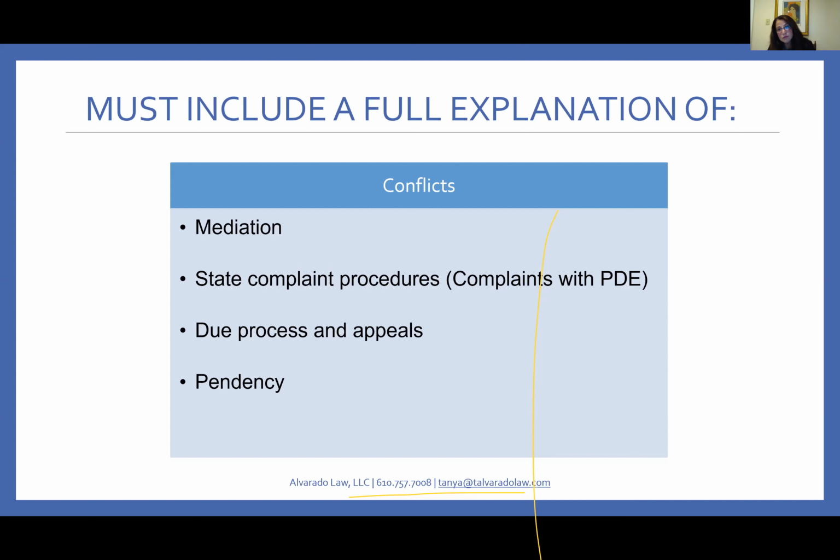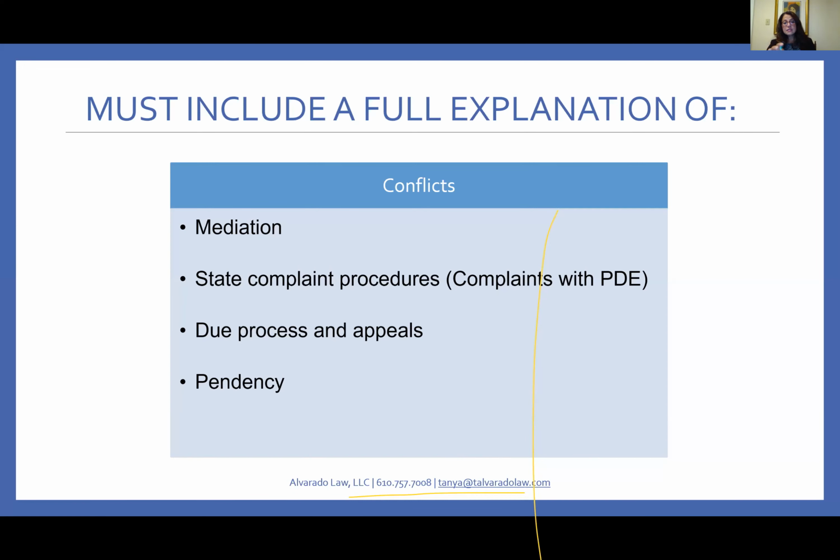Okay, so the other part of the procedural safeguards is, what do you do if there's a conflict and you cannot resolve it? You've been at many IEP meetings, you've talked to the teachers, you've talked to the director, you've done everything that you can to try to address these issues. What do you do? The answers are in the procedural safeguards notice. So these are your options. You can ask for mediation. You can file a complaint with PDE. You can file for due process.